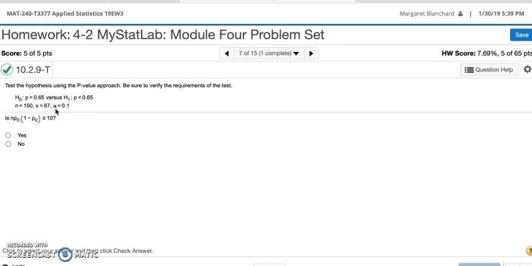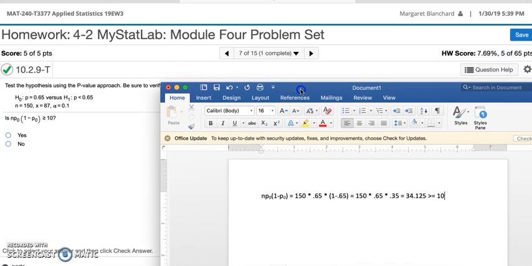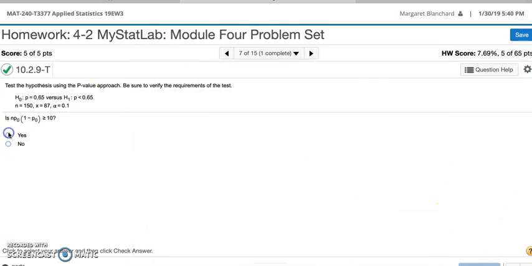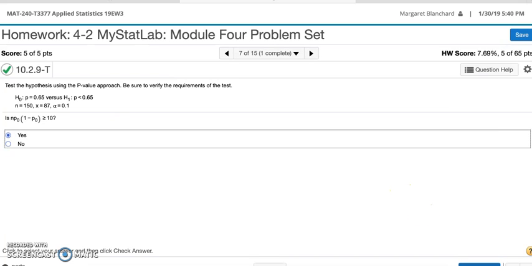So first we need to verify one of the requirements: n times p naught times 1 minus p naught is greater than or equal to 10. Let's take a little closer look at that. Here from the problem, we're given that n is equal to 150, p naught is given as 0.65, and then 1 minus p naught is 1 minus 0.65, which gives us 0.35 here. So when you plug that in the calculator, you get 34.125, which is definitely greater than or equal to 10. So we can verify that yes, that is true. Final check.